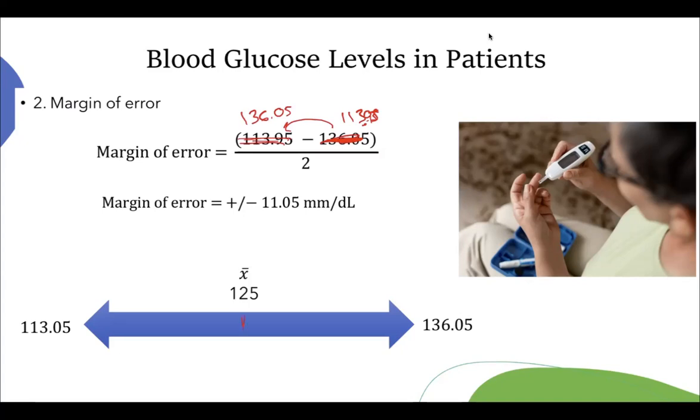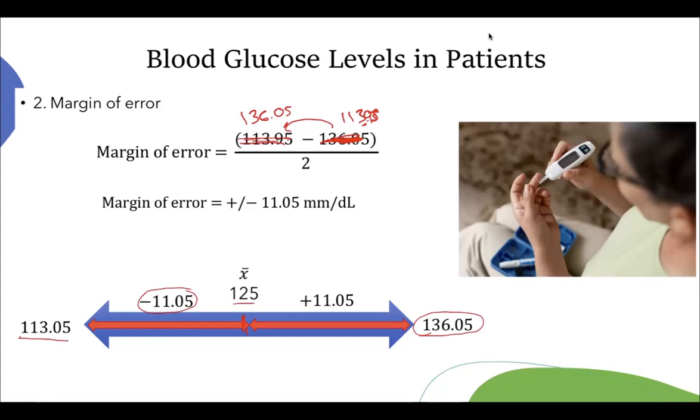And when we visualize that from our point estimate, negative 11.05 on the left brings you to 113.05. And from the point estimate, adding 11.05 brings you to 136.05. Okay, so that's how we do problems involving the t-distribution. I have another problem I'm going to do from beginning to end, very similar.